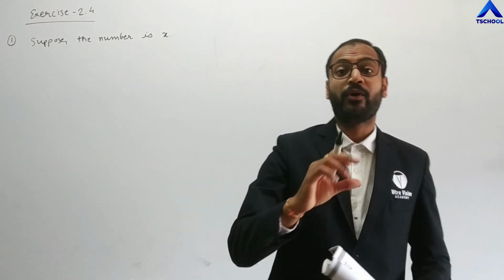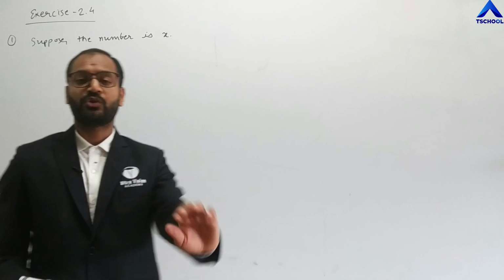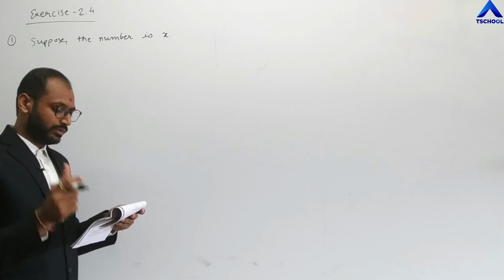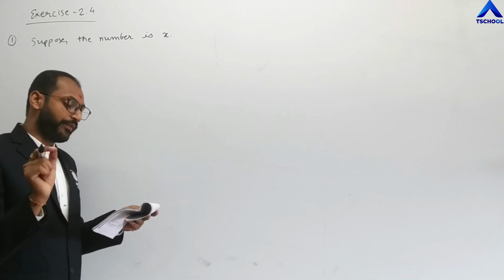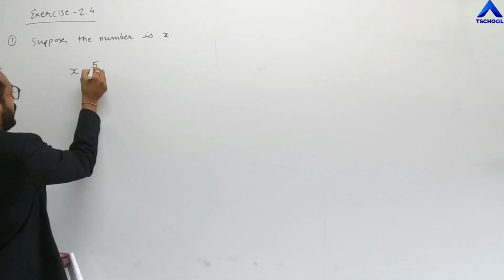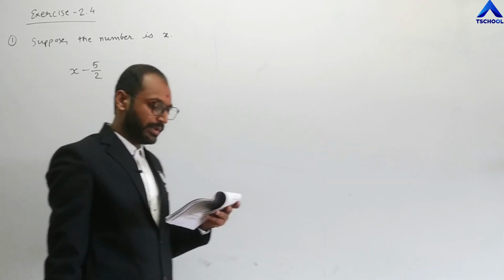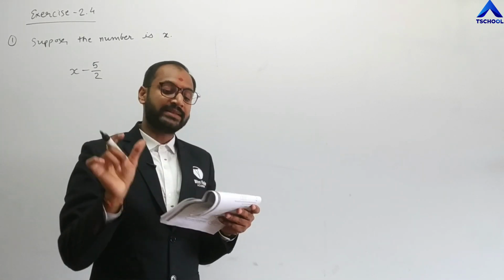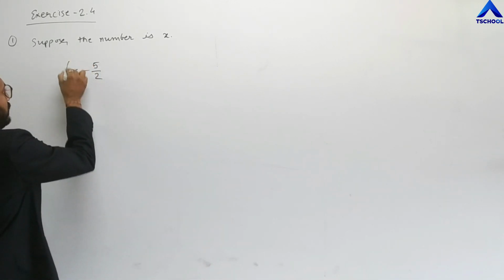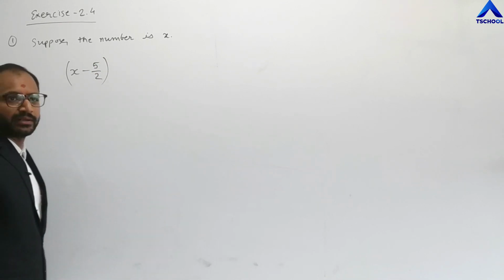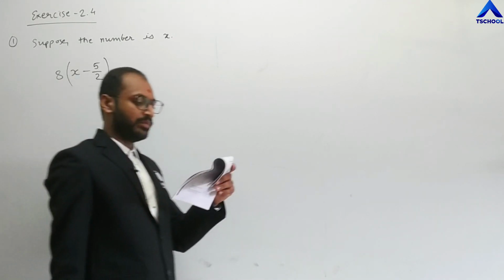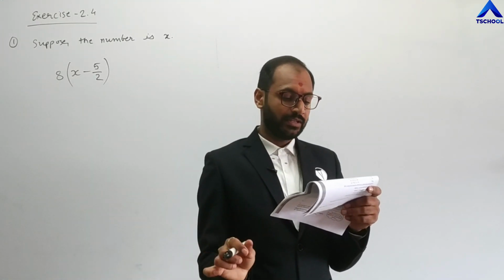Now what type of sentence formation is given? We should convert the sentence formation into its equation. Here Amisha thinks of a number and subtracts 5 by 2 from it. So subtracting 5 by 2 from it is x minus 5 by 2. She multiplies the result by 8. That means this whole thing gives some result. Now let me multiply this with 8.